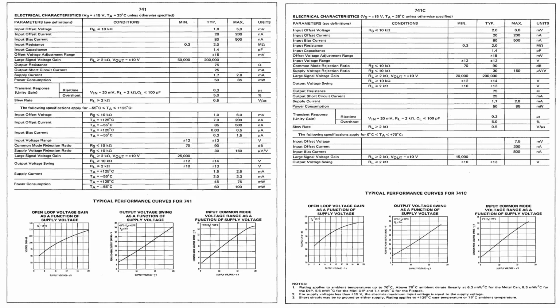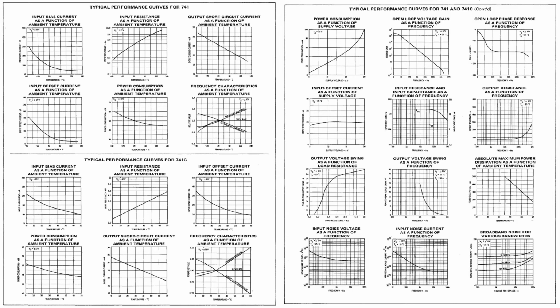Below you can see the open loop voltage gain as a function of supply voltage. You can see the curves, output voltage swing as a function of supply voltage. Input common mode voltage: common mode voltage is the voltage given to both the input terminals, then it is called common mode. Input common mode voltage range as a function of supply voltage. If you are a designer, you can take the values from these graphs. Then there are a variety of other graphs both for 741 and 741C.